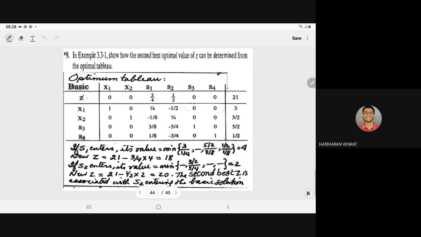Now, just to brief the simplex method, I have chosen this question. Just to do any step, there should not be any problem.